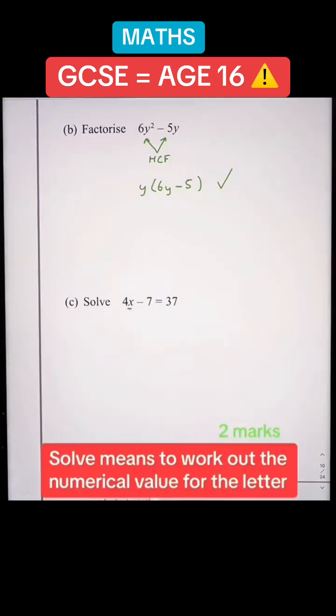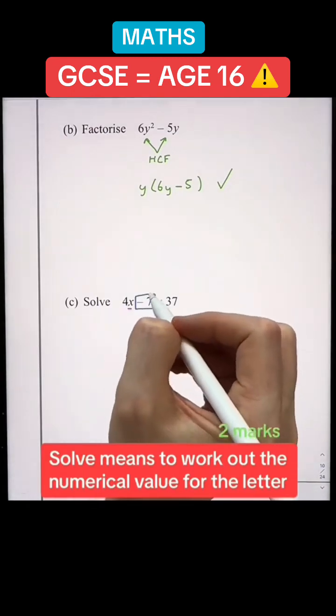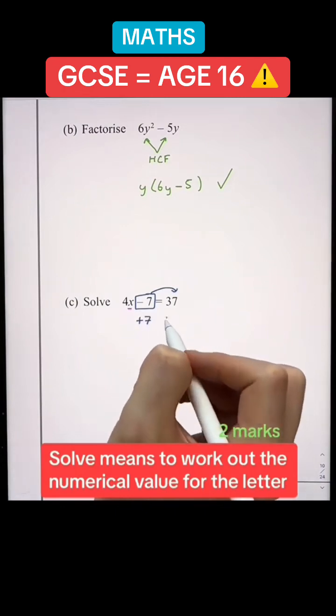Solve means to work out the numerical value for a letter. In this case, I'm working out the value of x. My first step is to eliminate any terms on the same side as the letter I want by doing the opposite. Hence, I'm going to eliminate negative 7 by doing the opposite. The opposite of minus 7, therefore, is to add 7 to both sides.